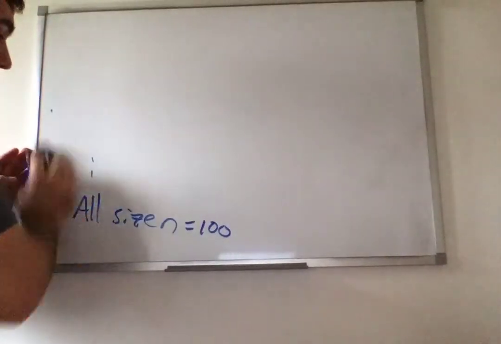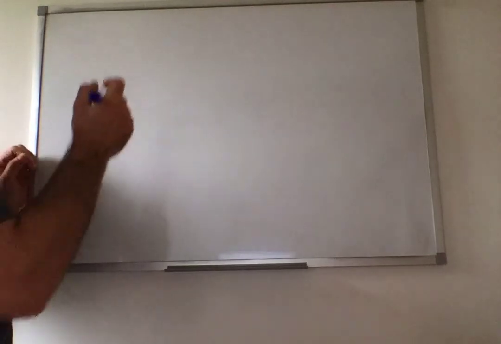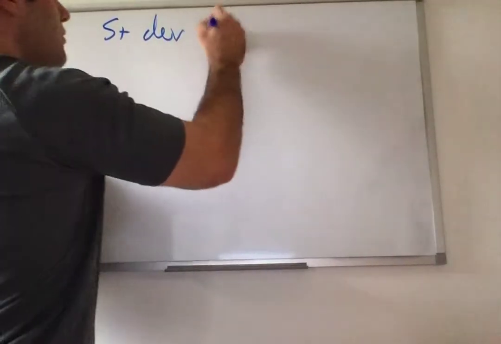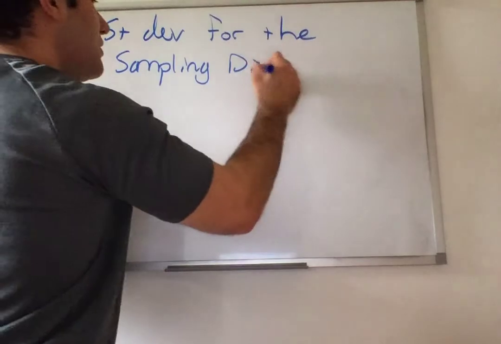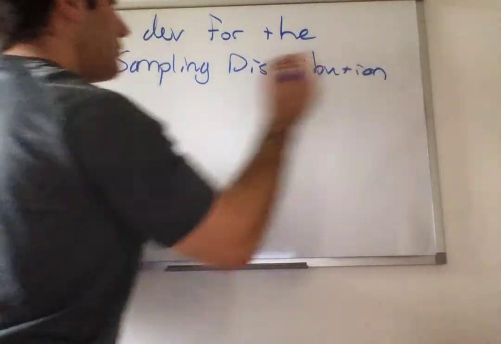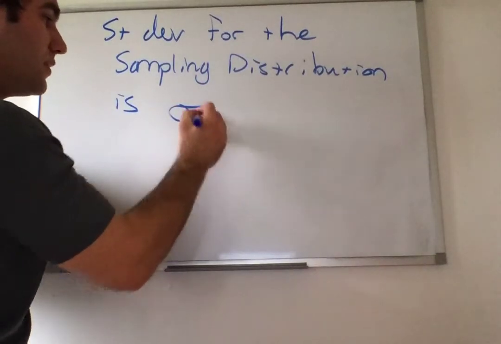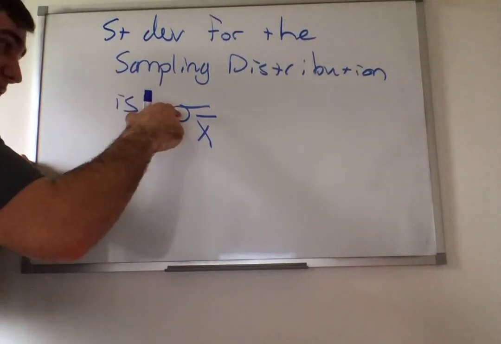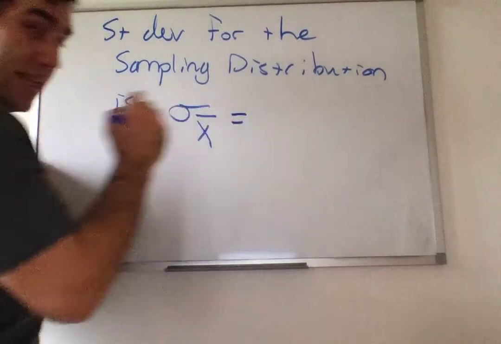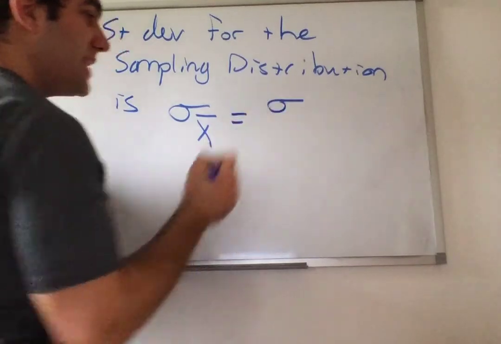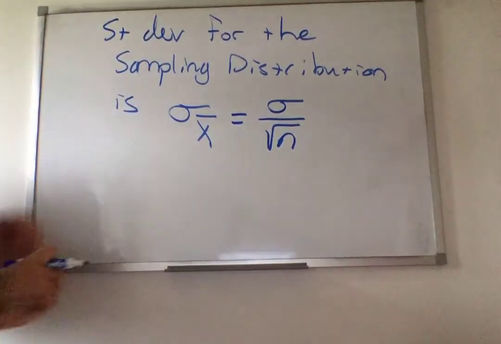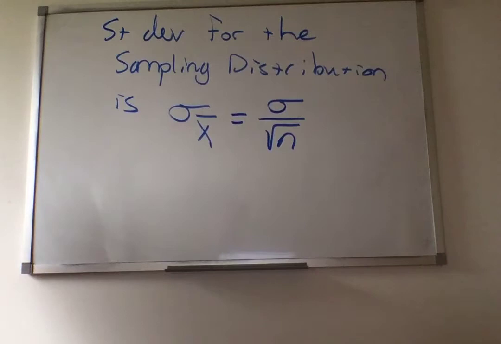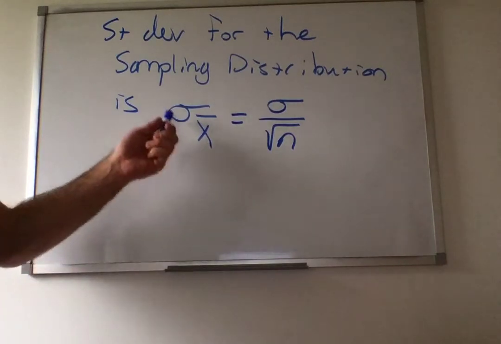Now that's just part one. There's a part two. It says the standard deviation for the sampling distribution is sigma of our sampling distribution. The standard deviation of our sampling distribution is equal to whatever the standard deviation was for the population divided by the square root of n. Okay, that's it. Just a slight tweak to the formula.